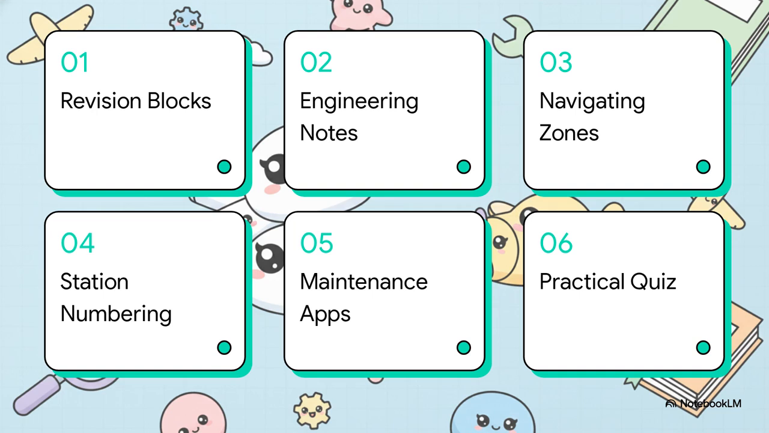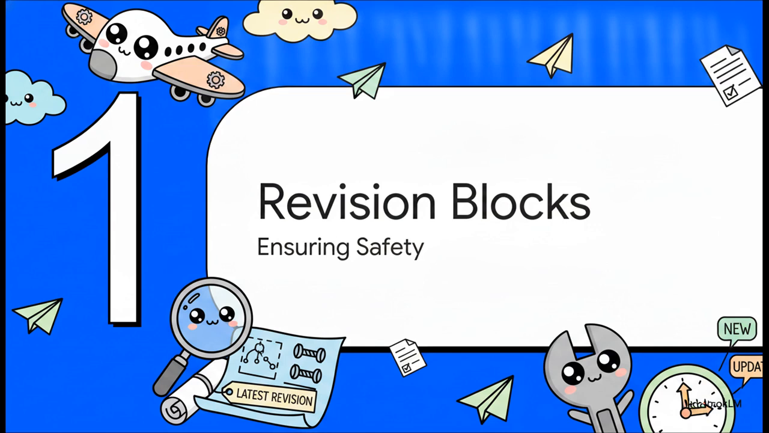So here is our flight plan for this explainer. We'll be covering 1. How revision blocks ensure safety. 2. Deciphering critical engineering notes. 3. Navigating with zone numbers. 4. The aircraft station numbering system. 5. Practical maintenance applications. And we'll wrap up with 6. Practical applications and a quick quiz. Let's dive right in. All right, kicking things off with Section 1.